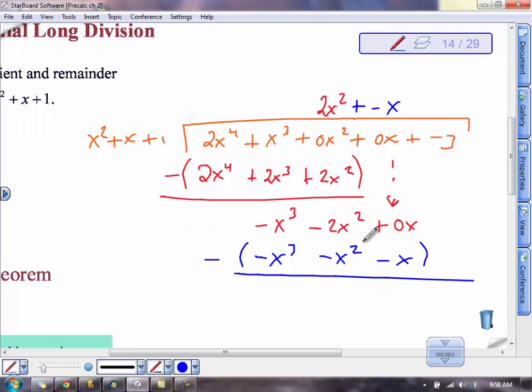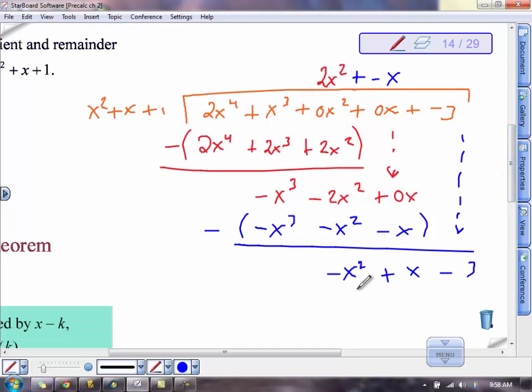These cancel. This is negative x squared. When I do negative 2x squared minus, the double negatives go positive. And then I have positive x. I'm going to drop down the next term, which is negative 3. Now what would I put up here to multiply by x to get negative x squared? That would be negative 1. So I have negative 1 times x squared, which is negative x squared, negative x, and negative 1. Now I'm going to subtract again.